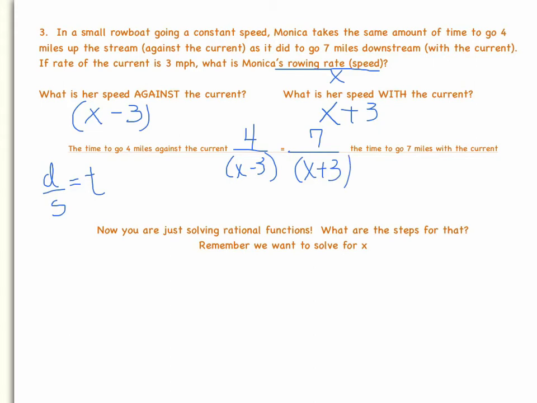Now, why do you think I'm setting those equal to each other instead of, say, adding them together? Well, let's look back at the word problem. On the first row, first line, it says, Monica takes the same amount of time to go 4 miles upstream as she does to go 7 miles downstream. So that means each of these is time, the times equal each other. So I can therefore set these fractions equal to each other.